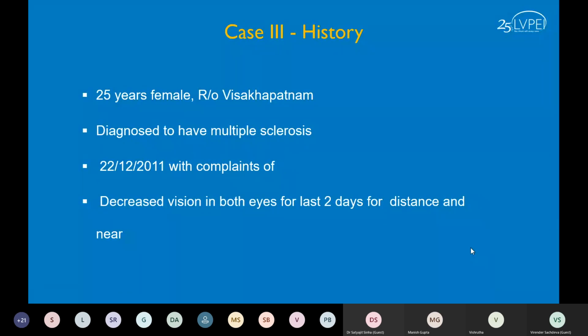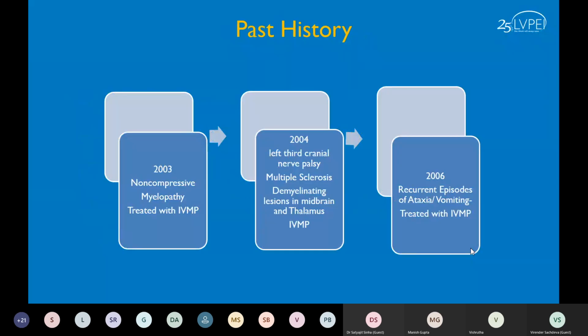This is a patient who had been diagnosed with multiple sclerosis but presented to us in 2011. This is a relevant past history. In 2003, the patient had a non-compressive myelopathy and improved with IVMP. In 2004, the patient had a left-sided third cranial palsy. At this time, a diagnosis of MS was made because there were some demyelinating lesions in the midbrain and thalamus.